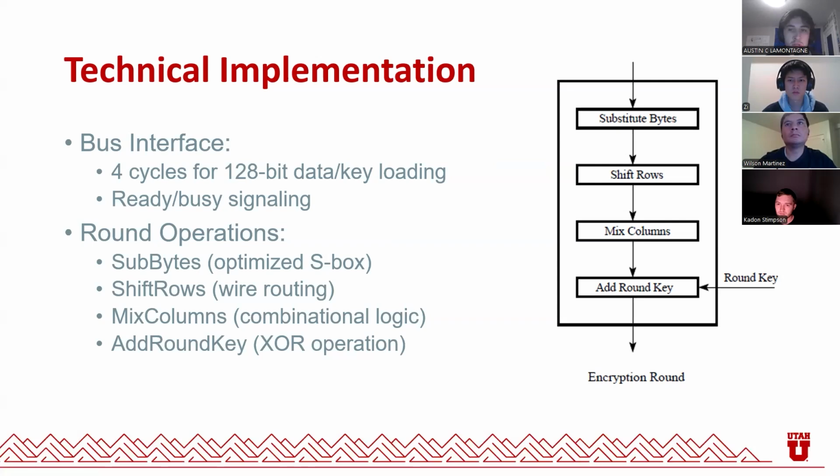We shift the rows, so there are a couple of different rows. They're essentially blocks of bytes called words that get shifted depending on the row. And then the columns all get mixed as well. So essentially we're just mixing up all of this information.